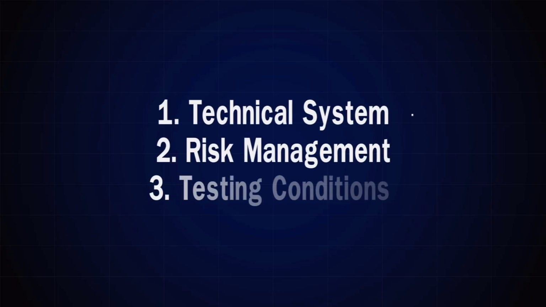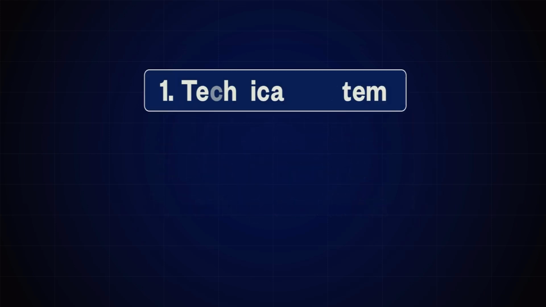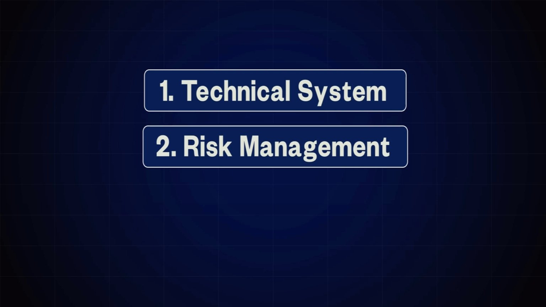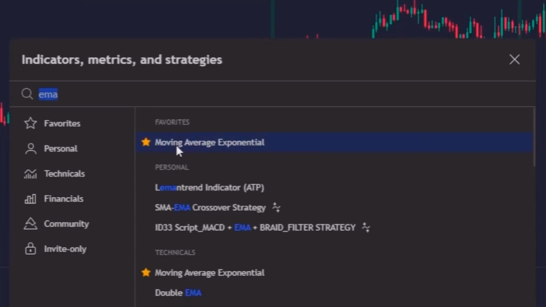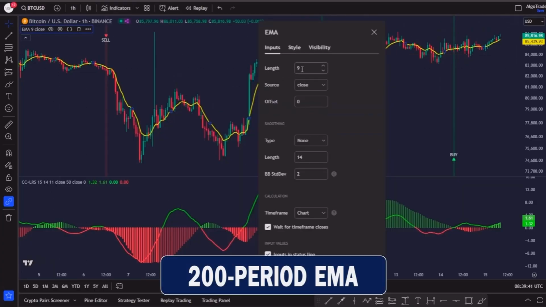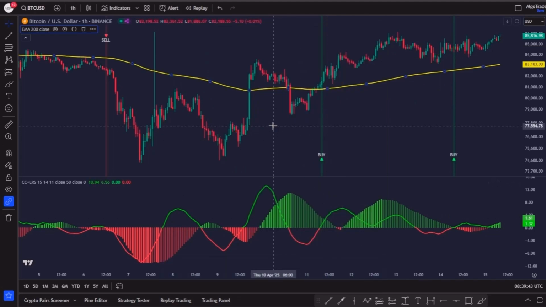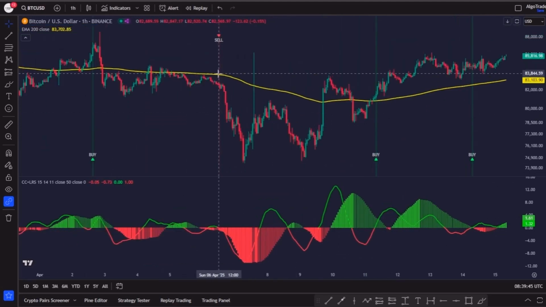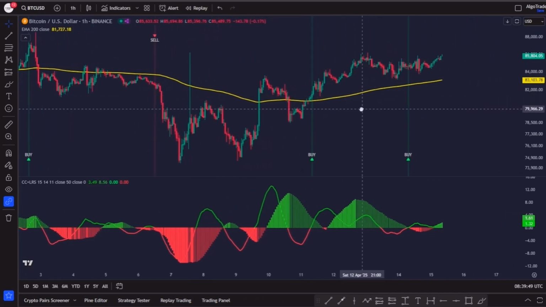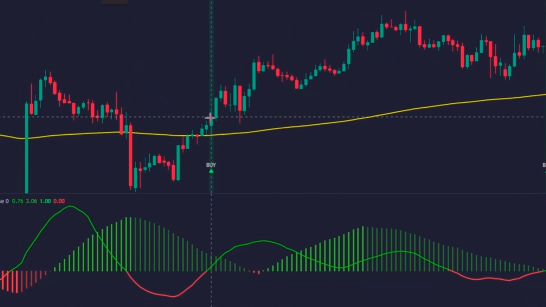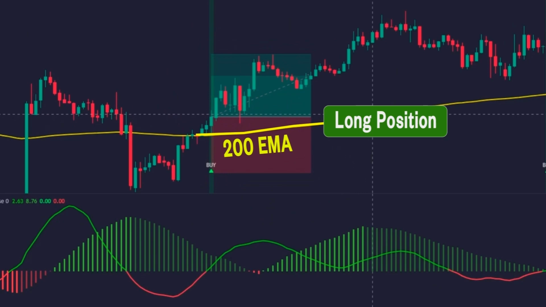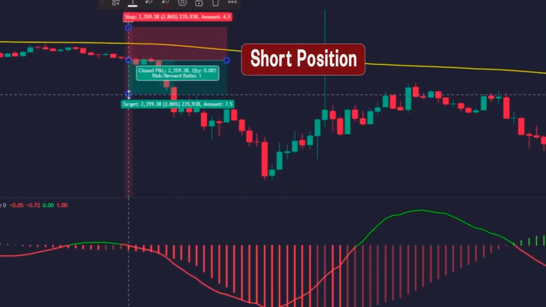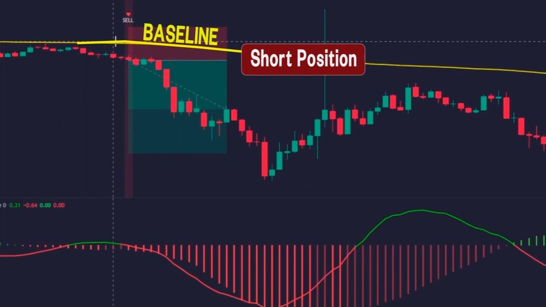We'll define three key components for this: the technical system, the risk management rules, and the testing conditions. The technical system will include using the indicator with a 200 period exponential moving average that will act as a baseline to make sure we only enter in positions that align with the prevailing market trend. Here you have an example of a long position where the price is above the 200 EMA, and here we have a short trade example where the price is below the baseline.